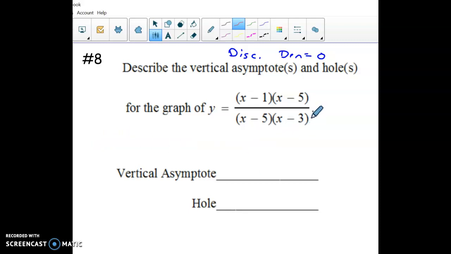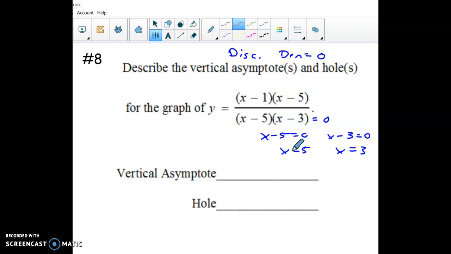So our discontinuities happen when the denominator is 0. We've got it in factored form, which is great. So just set each little part to 0, x minus 5 or x minus 3. If the whole thing multiplies up to 0, then one of the two parts has to be 0, meaning our breaks are at 5 and 3 if we solve those.